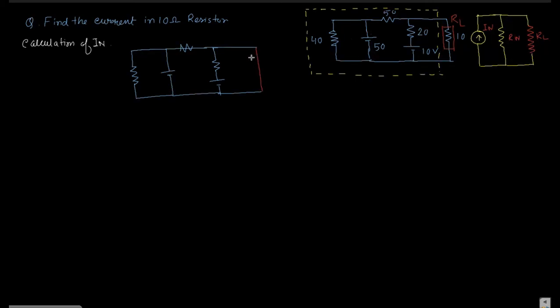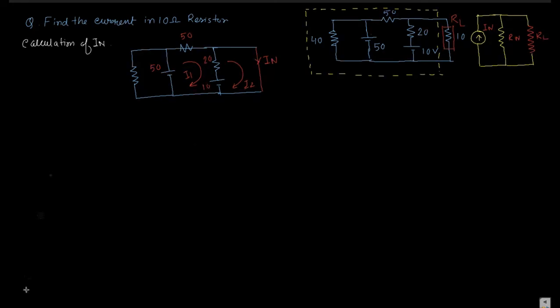Now we can consider IN is flowing through it. Now we cannot consider this thing because we have to find out the IN. So again, consider I1 is flowing through it and here I2 is flowing through it. This one is the 50 volt, this one is the 50 ohm, this one is the 20 ohm, and this one is nothing but the 10 volt. Now we can easily calculate the I2, and I2 is equal to IN.